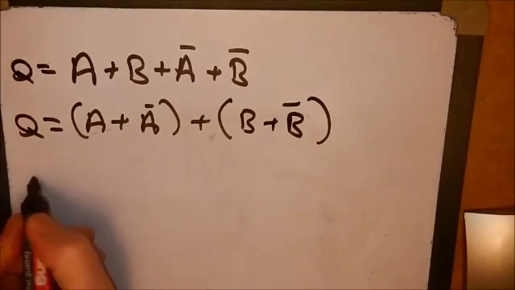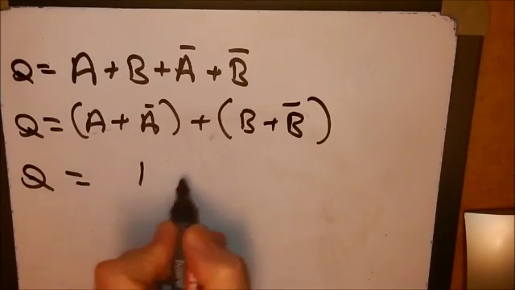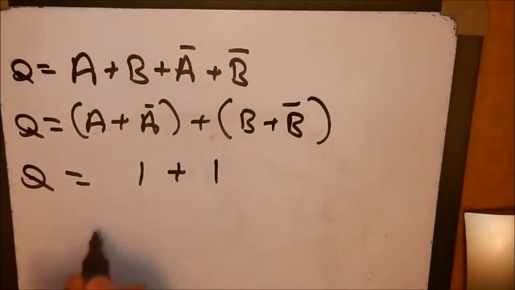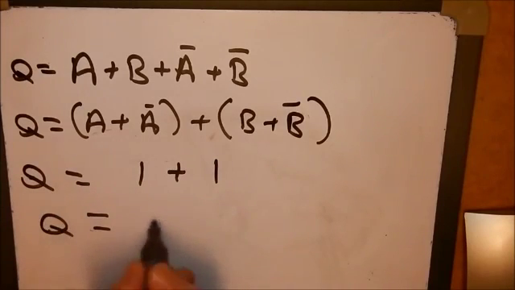Therefore, we can say that Q actually now becomes 1 ORed with 1, and obviously Q now is actually going to simplify all the way down to 1.